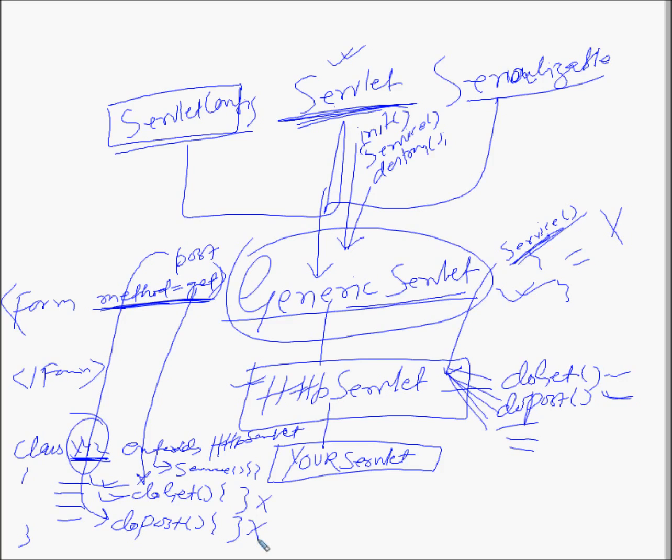So I hope you understood this whole hierarchy of servlet creation. These are the three interfaces we are having, and Serializable. It is for the input output.